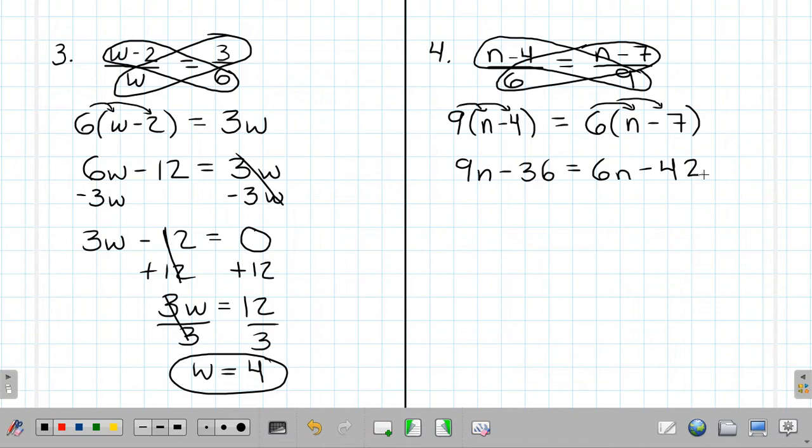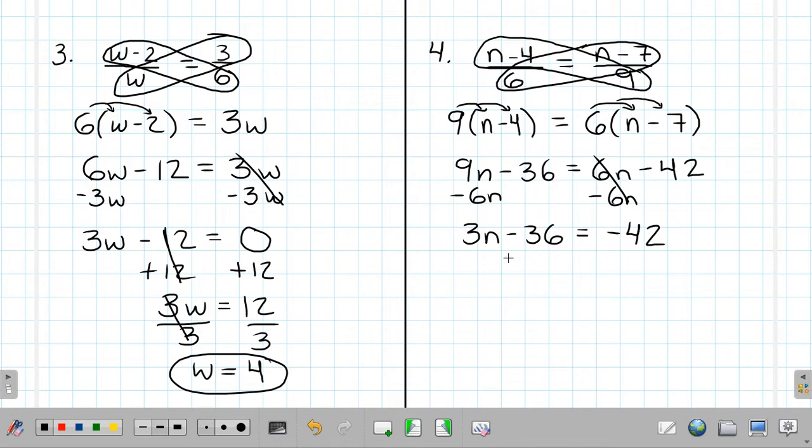And like I've said before, same exact thing as we've had before. So we're going to solve this as an equation with variables on both sides. So subtract 6n, 9n minus 6n gives us 3n. We still have the minus 36. The 6n's cancel out, and we're left with negative 42. Because once again, technically what we have here is 0 minus 42, which is negative 42.